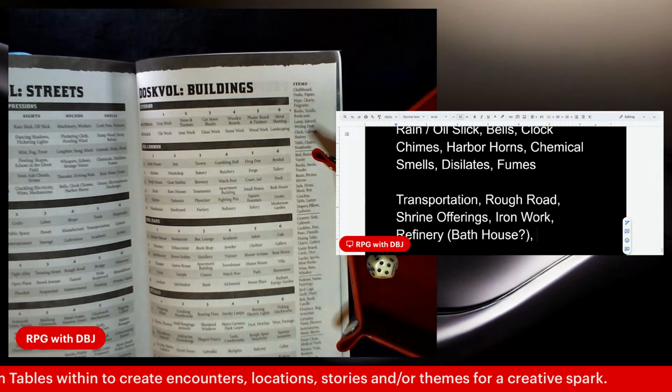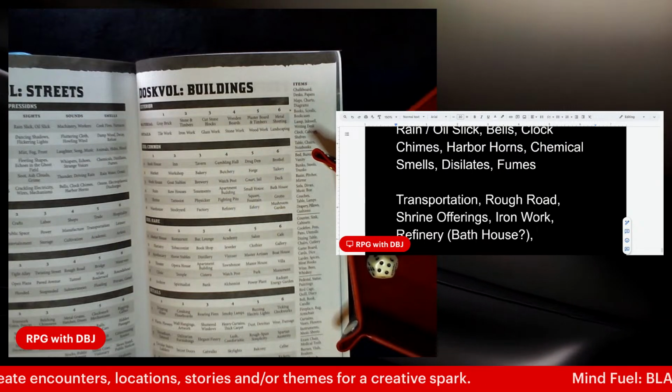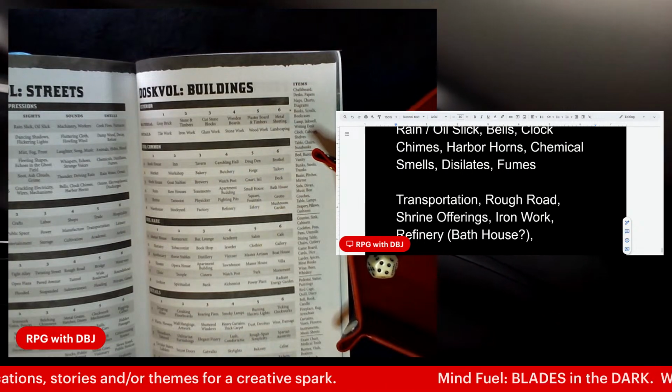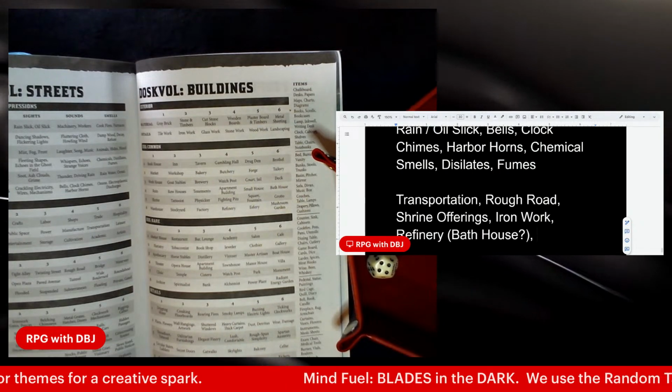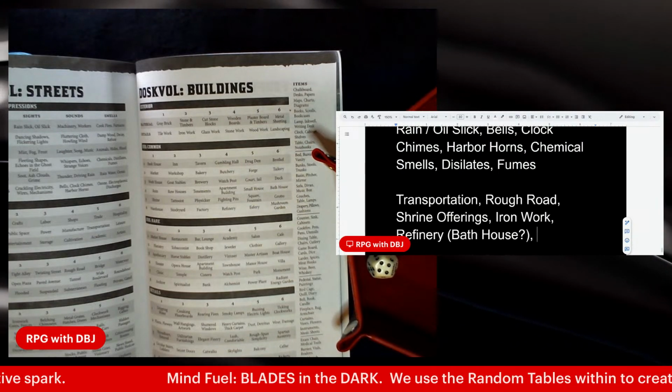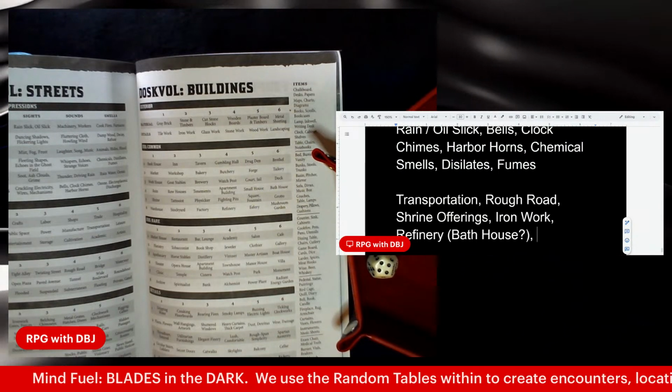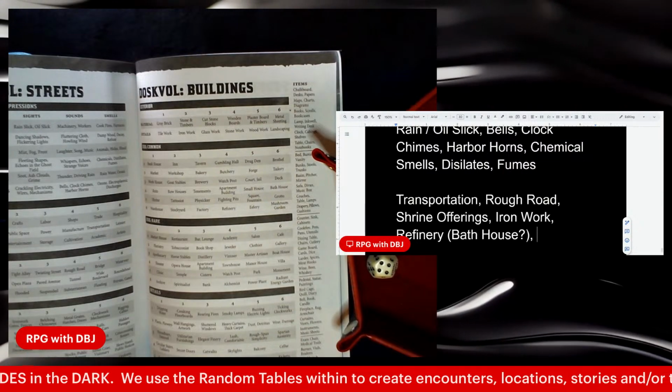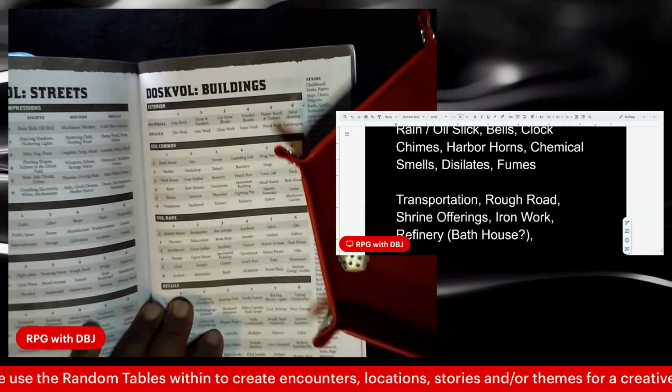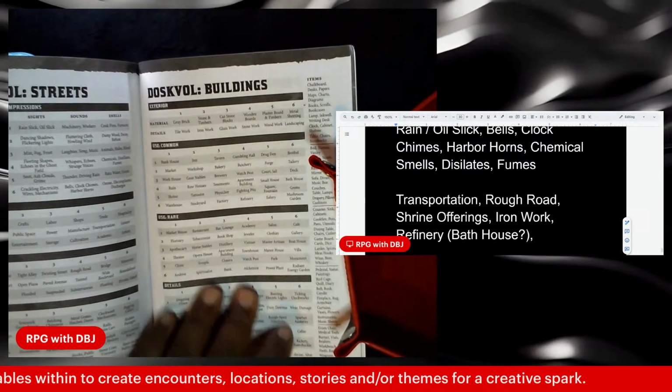And I could delete all of this and just say, guess what? There's the docks, there's warehouses. Hey, players, you're here to steal something. Oh, by the way, the crime lord that takes over this place has a bathhouse. You know.